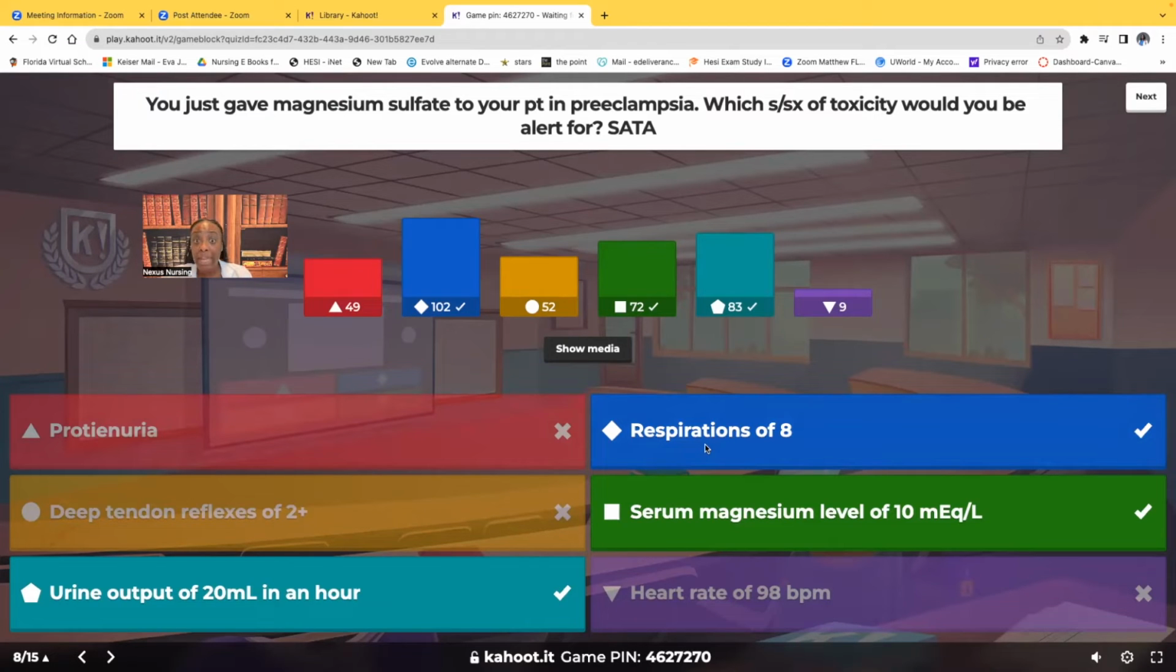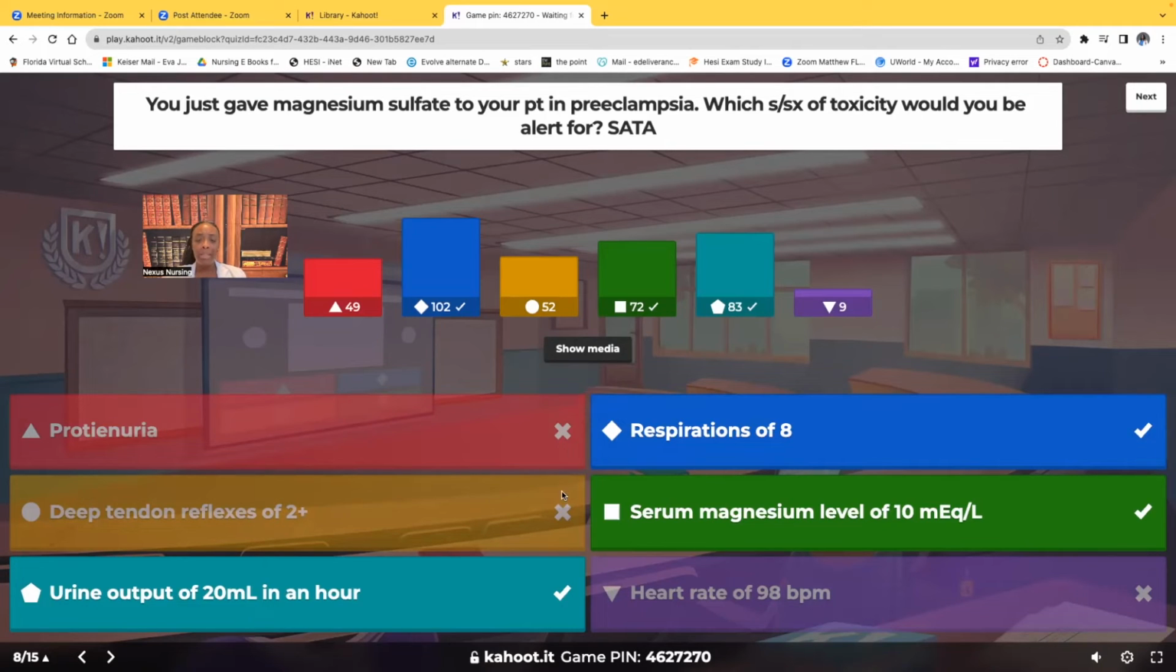What are we doing with respiration of 8? That's a sign and symptom of toxicity. Let's keep going. Deep tendon reflexes of 2+. 52 of you guys chose that. Why? That's normal, right? 0 and 1, they have decreased reflexes. 3, 4 is increased reflexes. 2 is normal. So why would we choose that? That's not a sign and symptom of magnesium sulfate toxicity. If anything, when it comes to magnesium sulfate toxicity, we would have seen the deep tendon reflexes at 0 or 1, right? Not 2. 2 is normal.